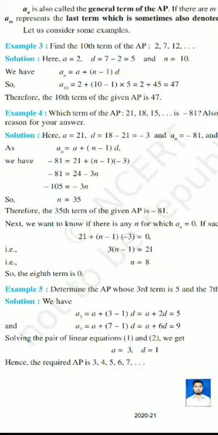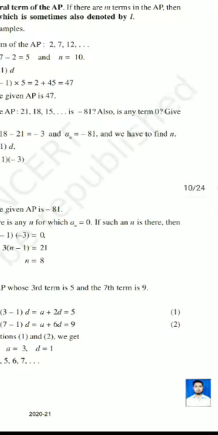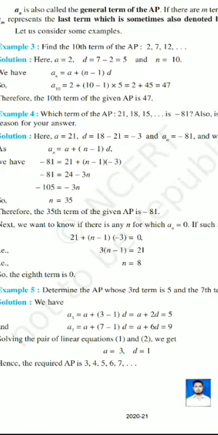Now the next one, which term is 0? So what do you have to do? We have to put the value of the nth term equal to 0. So by putting the nth term as 0, we got 21 plus n minus 1 times minus 3 equals 0. By solving this one, we got that the 8th term of this AP series is 0.